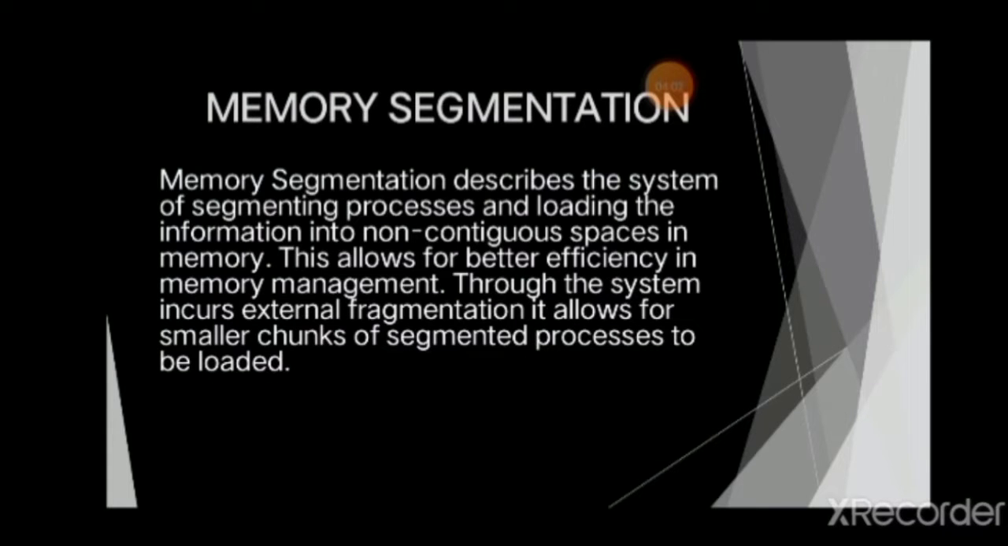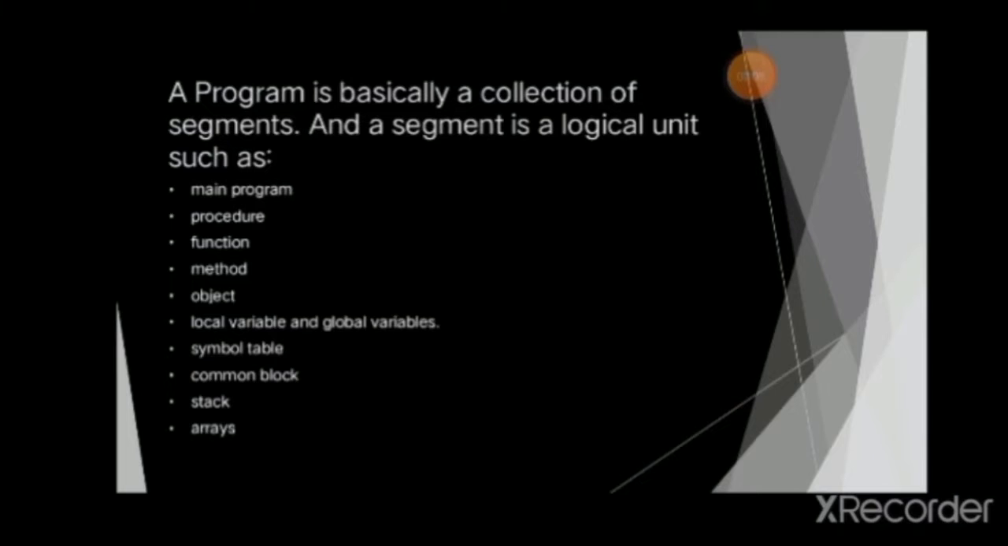Memory segmentation. Memory segmentation describes the system of segmenting processes and loading the information into non-contiguous spaces in memory. This allows for better efficiency in memory management. Though the system incurs external fragmentation, it allows for smaller chunks of segmented processes to be loaded. A program is basically a collection of segments, and segments are logical units such as main program, procedure, function, method, object, local variables and global variables, symbol table, common block, stack, arrays.